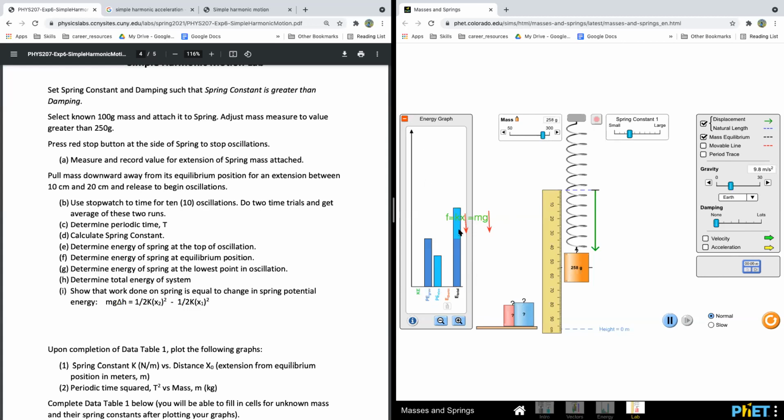If you look at the energy graph, this is kinetic energy, because it stops, so there's no kinetic energy, and this is gravity energy. You see how we are going to look at the gravity energy?